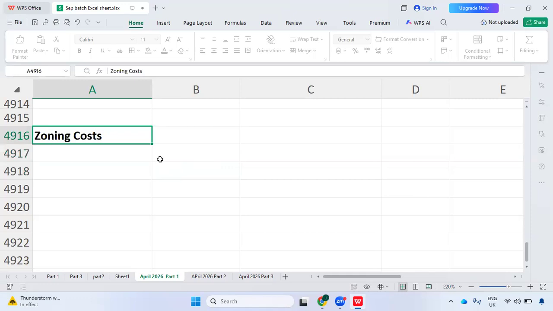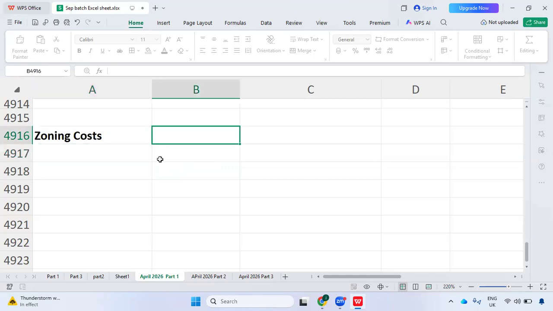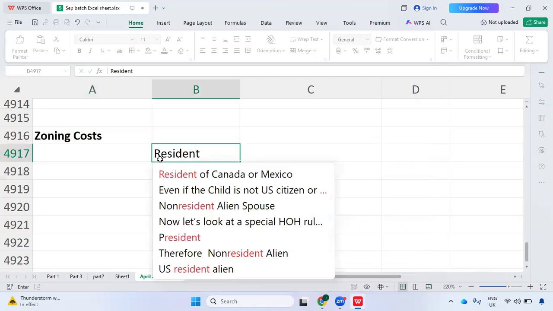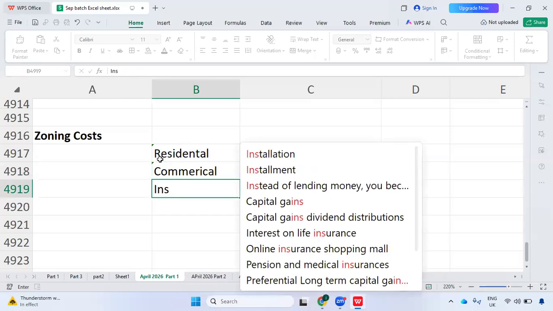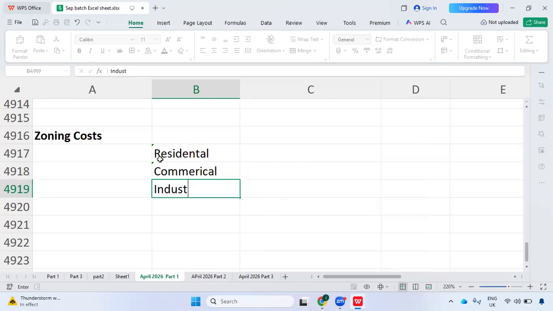So now, zoning cost. Generally the government will decide what land can be used for. Let's say there is a land: it can be used for residential purpose, or for commercial, or industrial. So who will determine this? The local government. The government will decide what type of property it can be, residential or commercial or industrial.